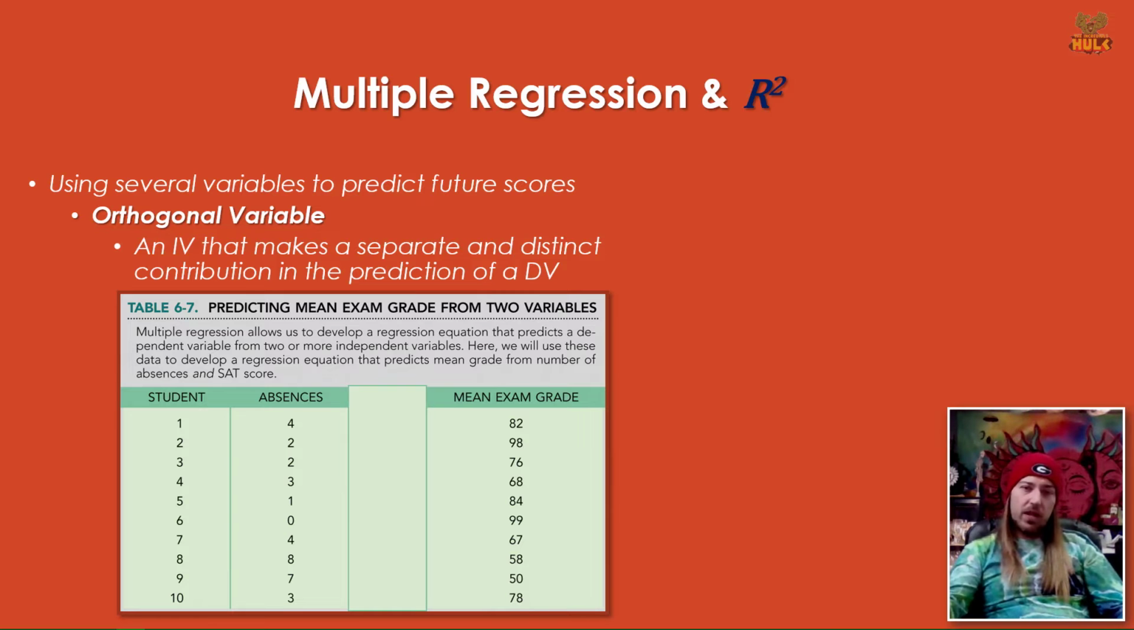So let's say we take our existing data. We have absences, we have exam grades. Now, ideally, we can come up with a third variable that predicts some of the same unique variability in exam grades. So we said 60% of exam grades are explained by absences, 40% is explained by something else.